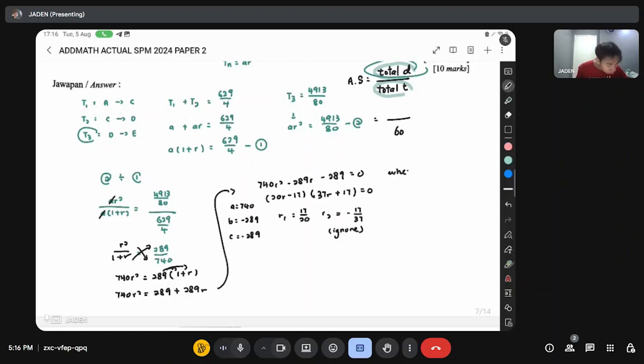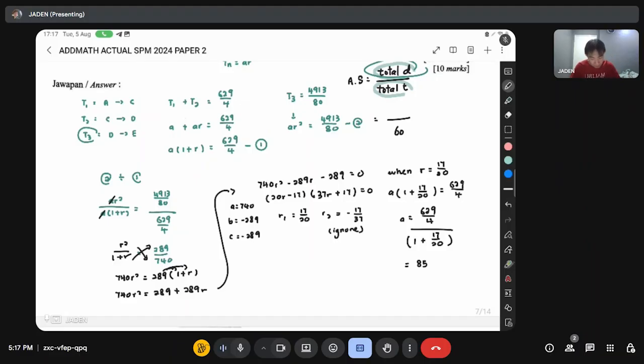When r is 17 over 20, we take a times 1 plus 17 over 20 equal to 629 over 4. I am putting back into the first equation here. So a will be 629 over 4 divided by 1 plus 17 over 20. Okay, and there we go. We got our a value. It's 85. So we have done it all the way from getting the r value, the common ratio, and the a value.